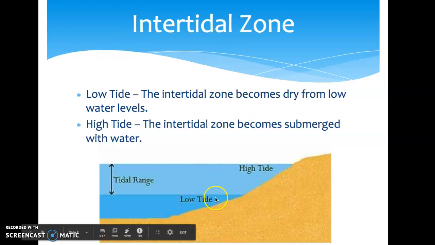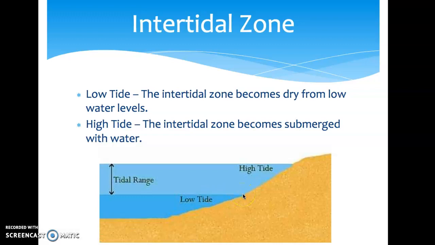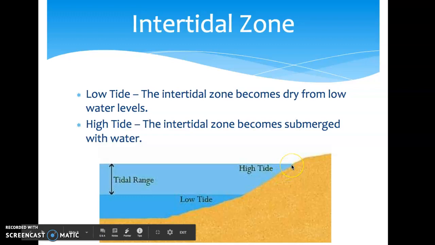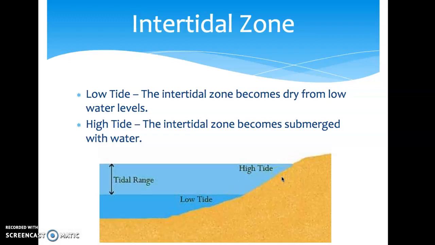So when you reach low tide, the water is as low as it's going to go down here, and then eventually it'll make its way up to high tide, and then it'll start going back down again, and it's cyclic. And generally, especially here in eastern North Carolina, this happens twice a day. We get two high tides, two low tides.